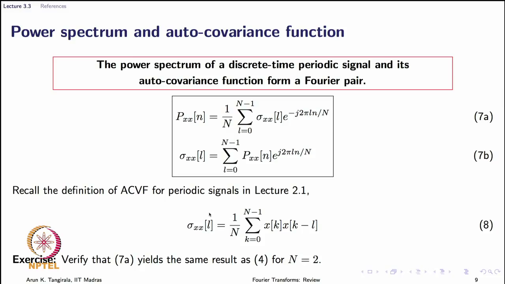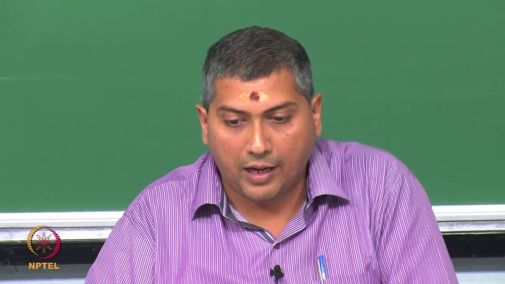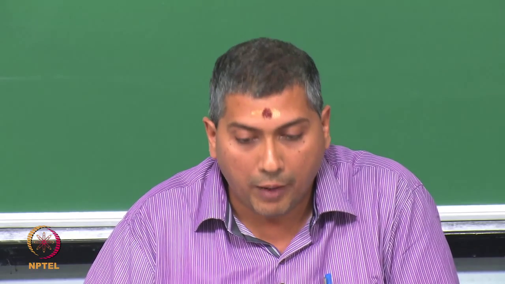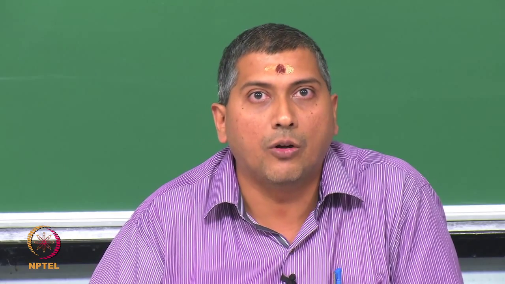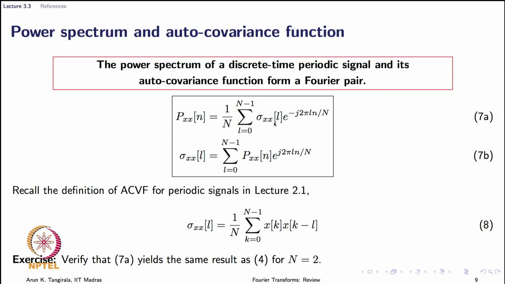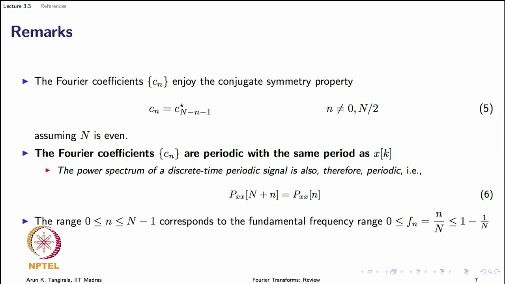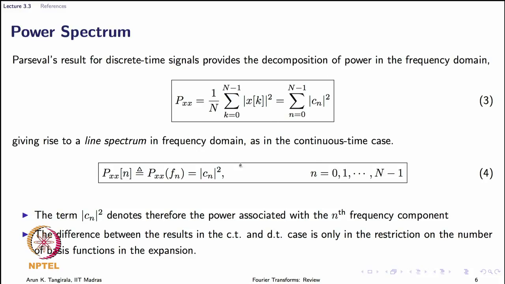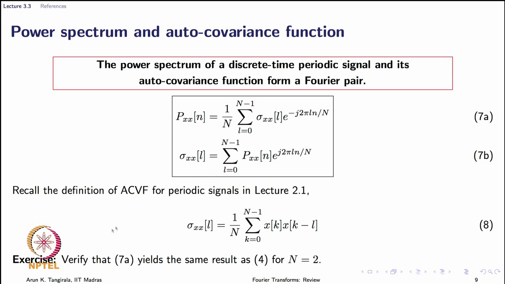Of course, you should recall the definition of the autocovariance function for a discrete time periodic signal that we had in lecture 2.1. So, plug in this expression for the autocovariance function into equation 7a and show that it is the same as what we have here in equation 4, that is Pxx of n, you should get as mod Cn square. In fact, as a quick numerical check, just set n equals 2 without assuming any values for x and you will be able to verify the result.